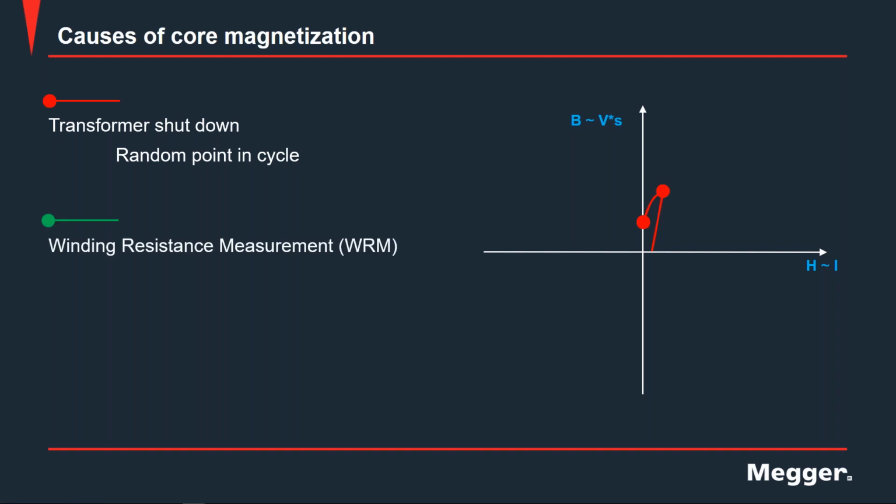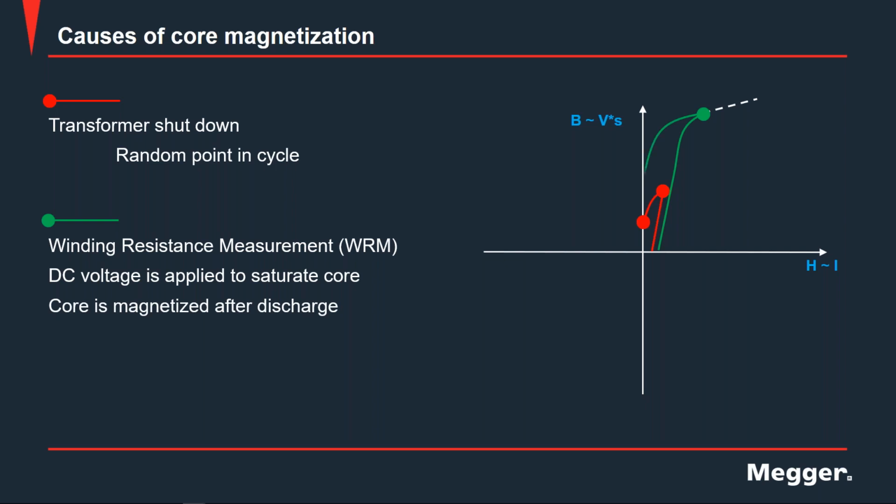Another cause of core magnetization will be your winding resistance measurement. In a winding resistance measurement, DC voltage is applied to saturate the core, and then it is discharged. But after discharging, which takes the current back down to zero, the core will still remain magnetized. One of the other causes of core magnetization can be geomagnetic phenomena. One example of this would be, say, a solar flare. So we have three different examples of what can cause core magnetization.